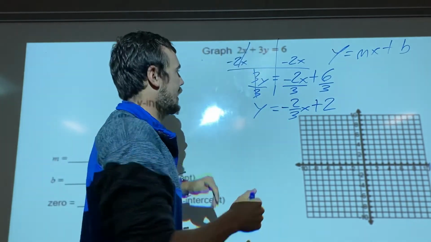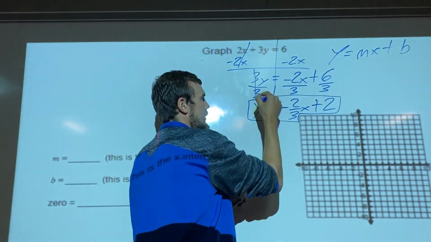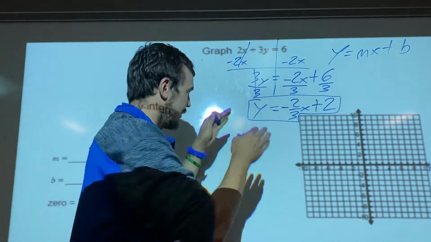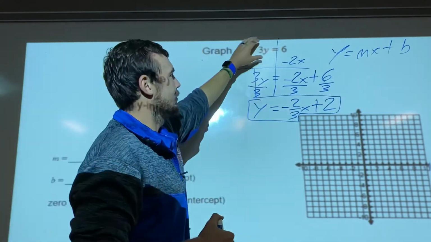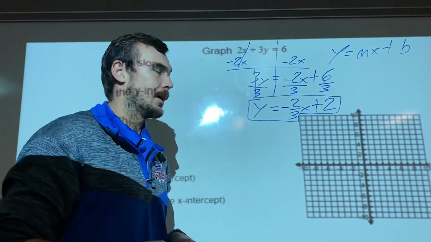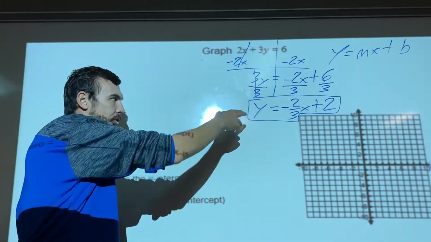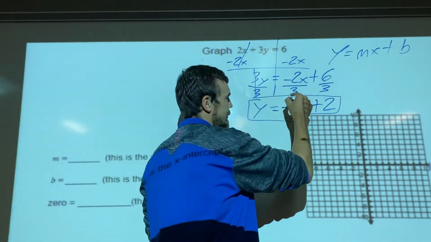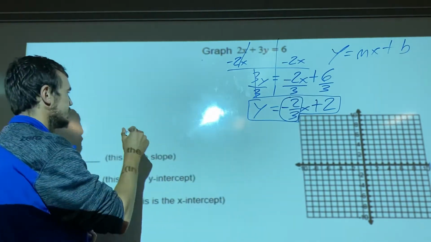So my new graph, what they want me to graph, is y equals negative 2 over 3x plus 2. All right, that's what I want to focus on. That's where I want to find my slope and my y-intercept. If you do it from up here, you're going to get it wrong, guys, all right? So, knowing that, looking at my new graph, what is my slope from here? Well, my slope here is negative 2 over 3.